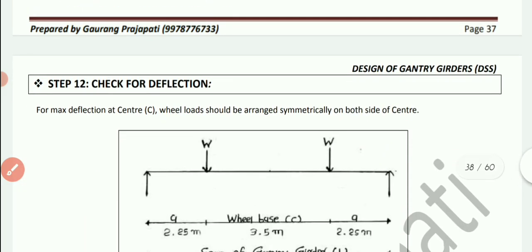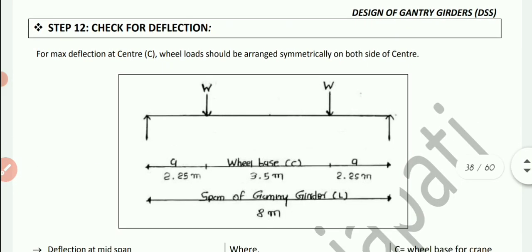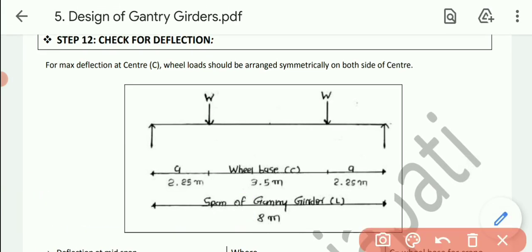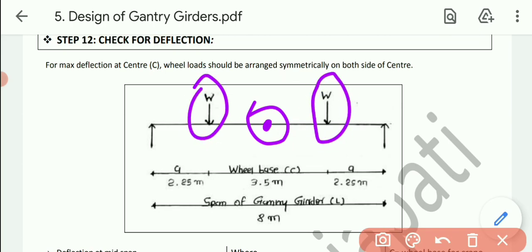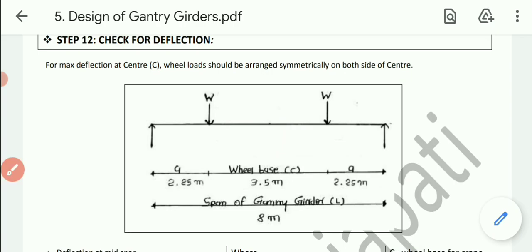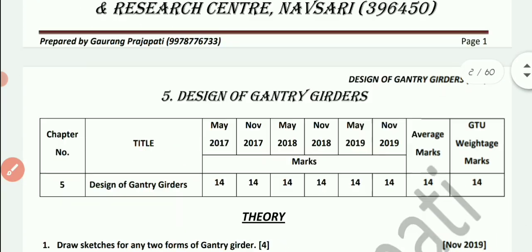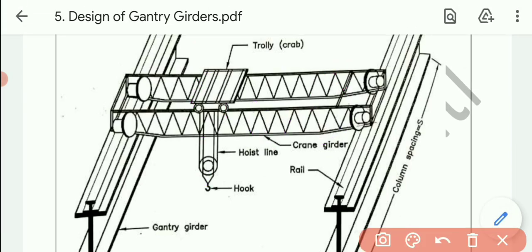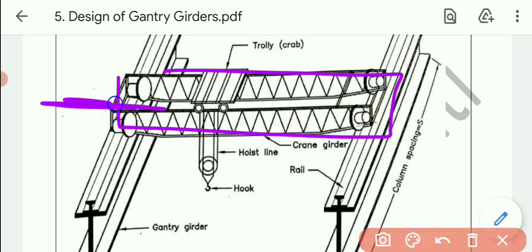Lastly, check for deflection. Deflection has not been asked, though we will provide the deflection. Now we know that our gantry girder is a simply supported beam. In case of a simply supported beam, maximum deflection always occurs at the center. So we will put the two wheels of the crane girder exactly at the center of the gantry girder. These are the two wheels. Let me show you this in the sketch. We are putting the crane girder exactly over the center. This one is the center of the gantry girder.